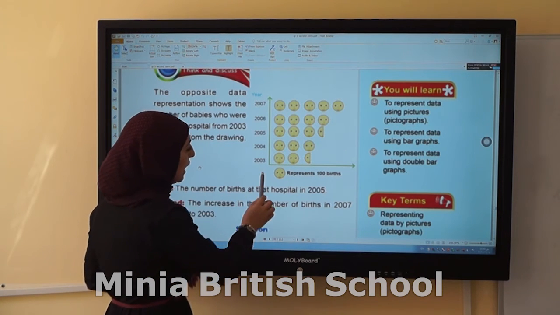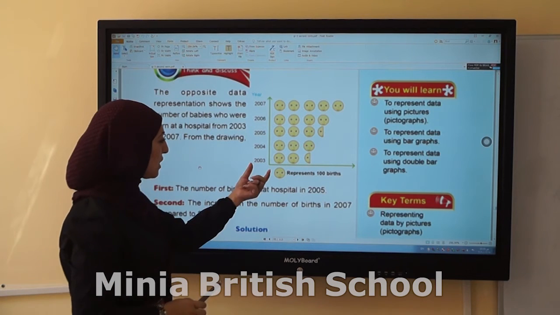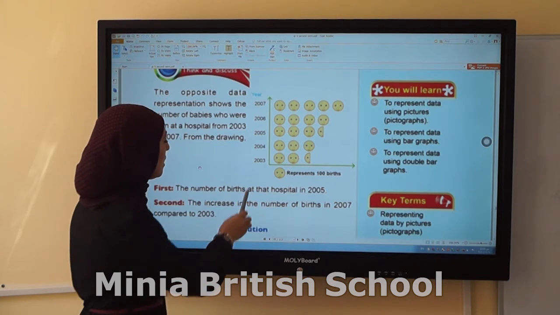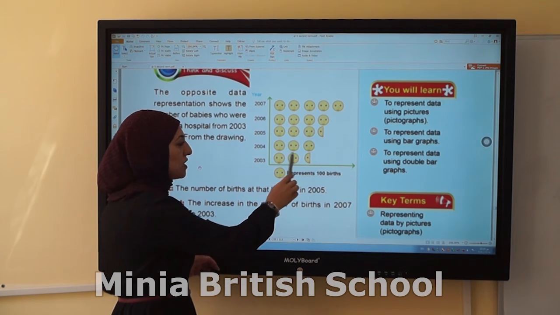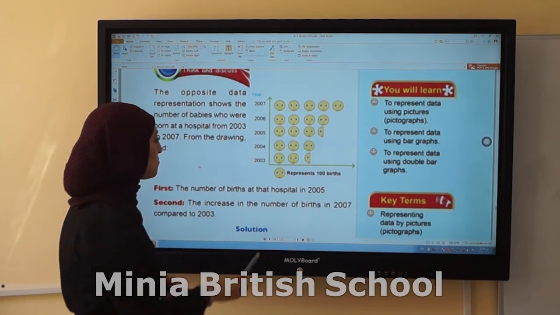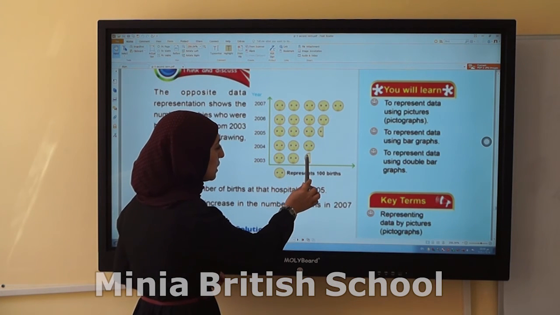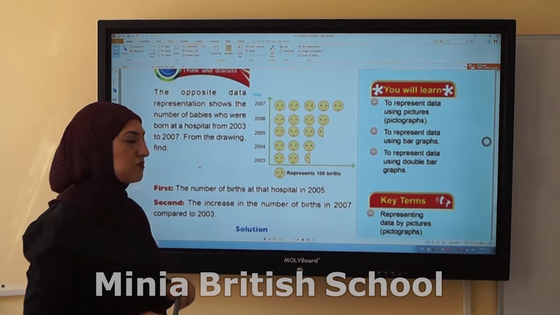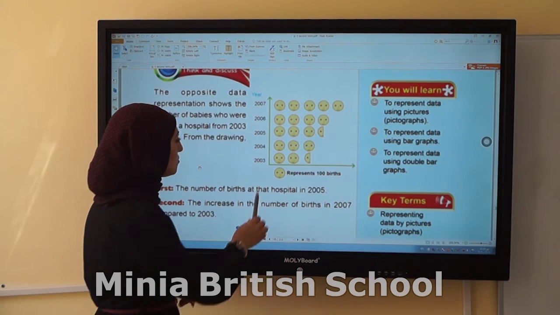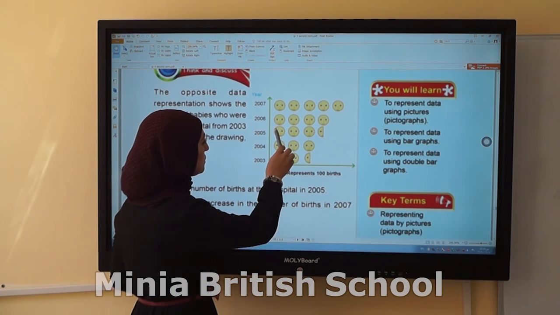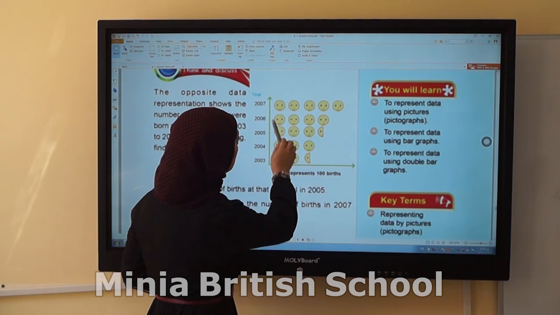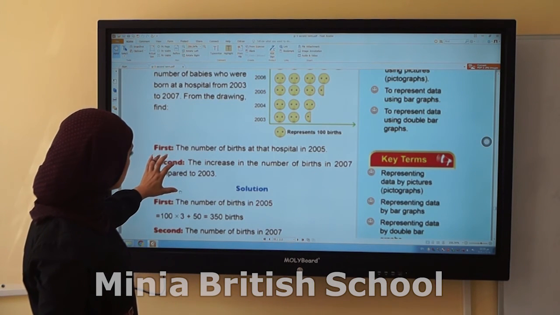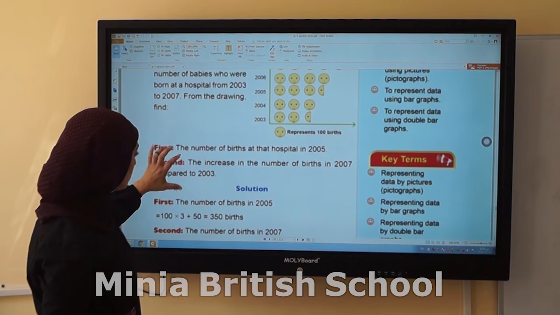Here are the years, and here the number of births. This face represents 100 births. So in 2003, how many babies were born in this year? Here, 100, 200, and here half a face, which means 50. So here, 250. In 2004, 100, 200, 300, here 350, here 400, 500. Okay? That's it.